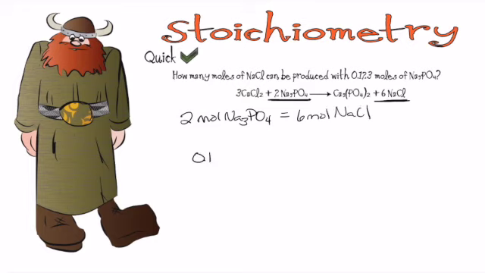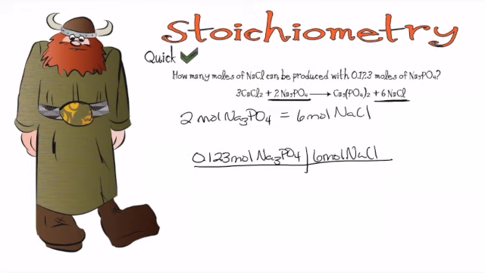So we started with 0.123 moles of sodium phosphate. We're trying to get to moles of sodium chloride. So our 6 moles of sodium chloride at the top, the 2 moles of sodium phosphate at the bottom, and when we solve, we would get 0.369 moles of sodium chloride.